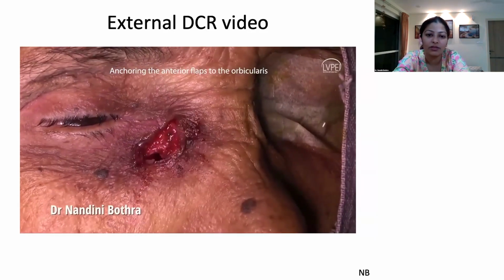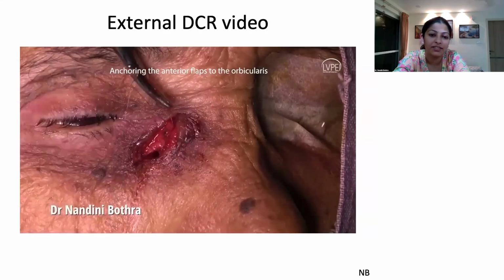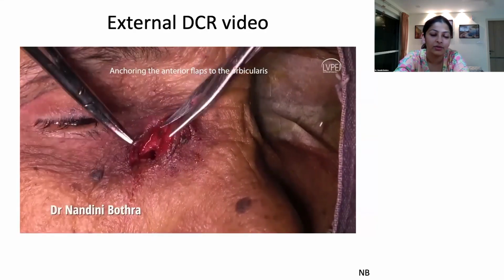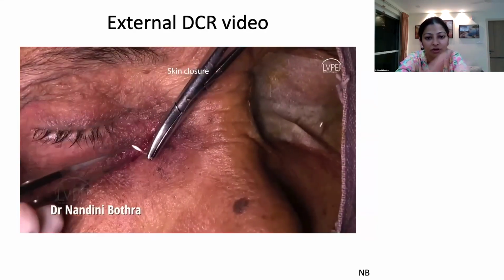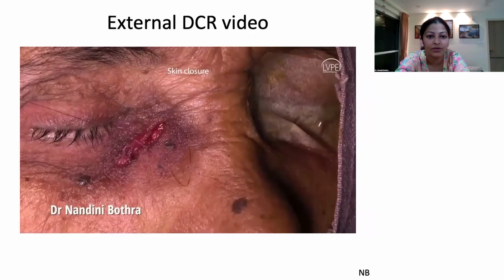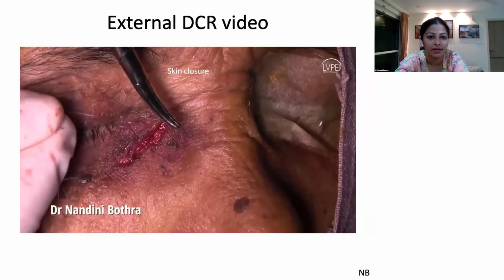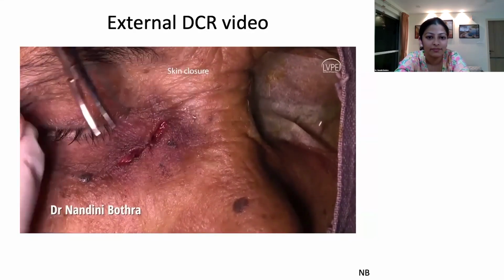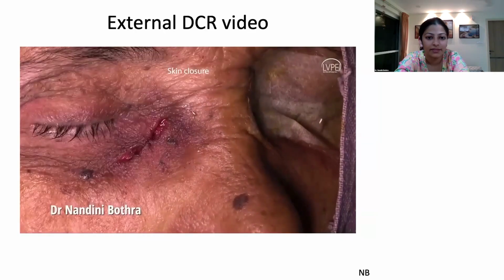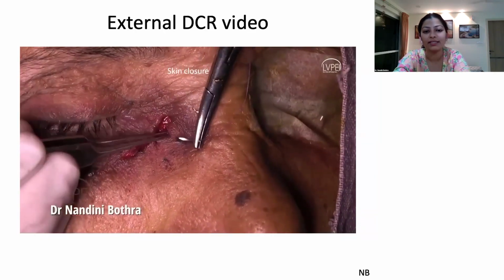Now, once you're done with the flap, I tend to fix it to the overlying orbicularis so that it is tented up and it does not fall back down. And then you directly close the skin. Right. So I think we can move on to the next slide, please.